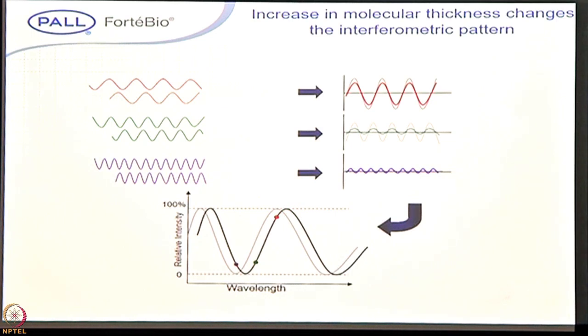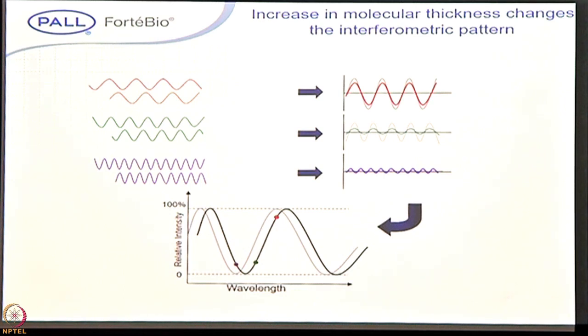So what happens exactly on the tip? The molecules bind to the sensor surface and form a biolayer. It depends upon the thickness of the biolayer. The more molecules bind to the sensor surface, the more you can see the shift in your spectrum towards the red. This is exactly the principle.